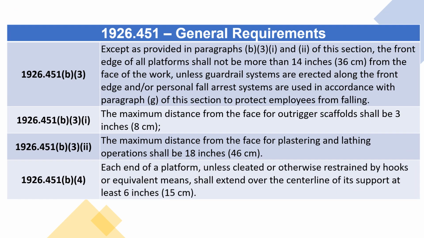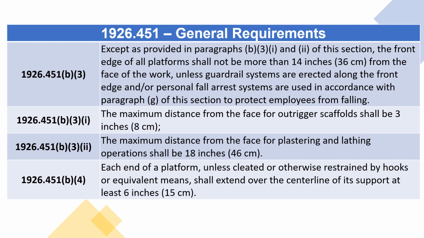1926.451(b)(3), except as provided in paragraphs (b)(3)(i) and (ii) of this section, the front edge of all platforms shall not be more than 14 inches (36 centimeters) from the face of the work, unless guardrail systems are erected along the front edge and/or personal fall arrest systems are used in accordance with paragraph (g) of this section to protect employees from falling. 1926.451(b)(3)(i), the maximum distance from the face for outrigger scaffolds shall be 3 inches (8 centimeters). 1926.451(b)(3)(ii), the maximum distance from the face for plastering and lathing operations shall be 18 inches (46 centimeters).